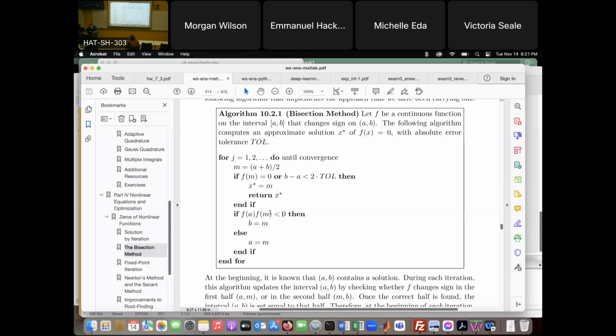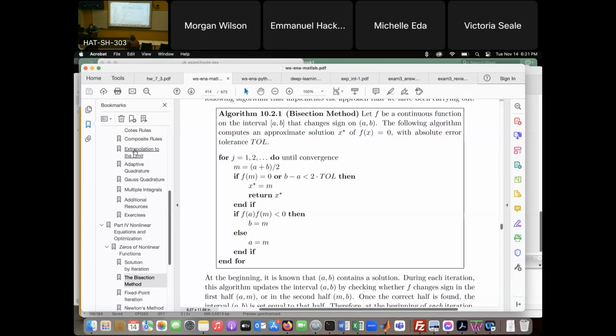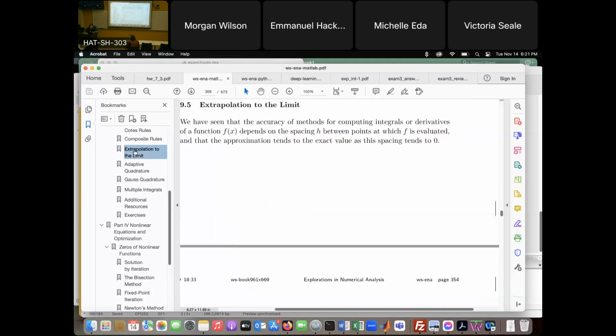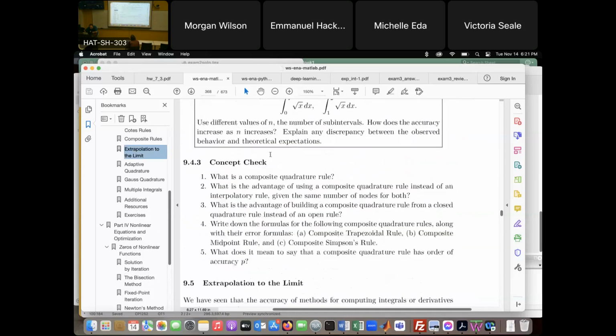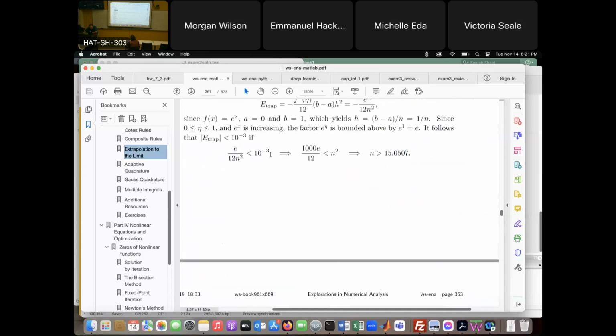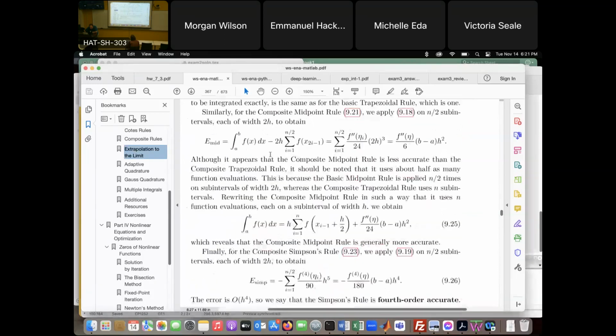Actually, that reminds me of something I wanted to point out that I didn't mention when I covered Romberg integration and interpolation last week.